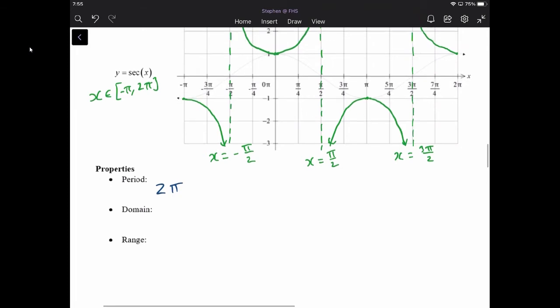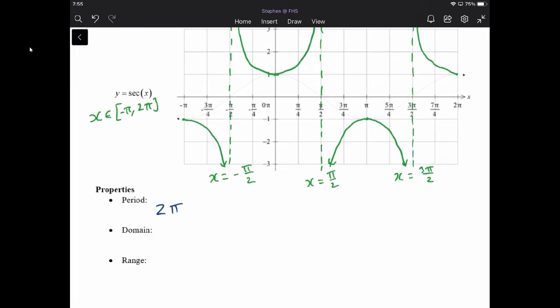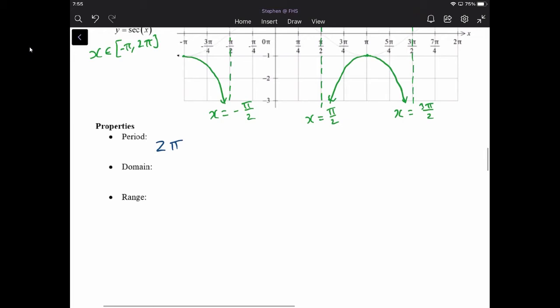Now the domain, this one's a bit more tricky. As you can see, the graph basically excludes all x values that are odd multiples of pi over 2. So you've got pi over 2, neg pi on 2, 3 pi on 2. The next one will be 5 pi on 2, etc. What you might notice is that these are all odd multiples of pi on 2. So the way you write that is like this. We've got all real numbers, that's the domain, except, and the way we're going to do this is it's going to be 2n plus 1 pi over 2.